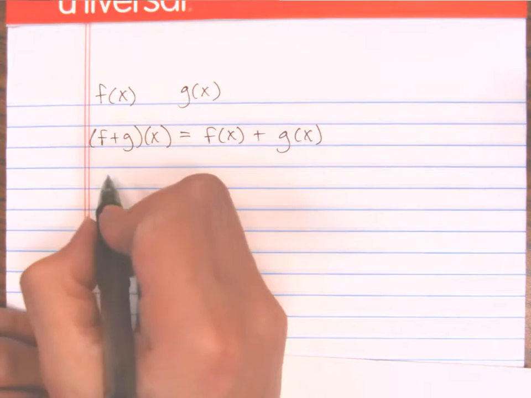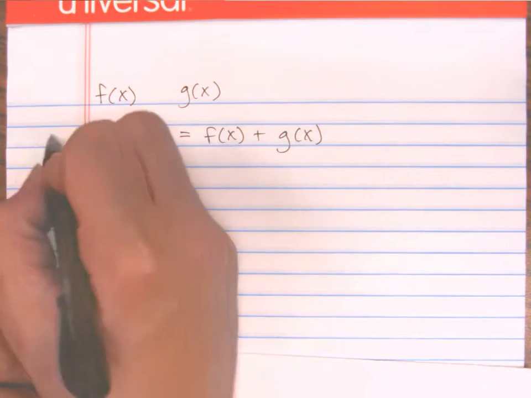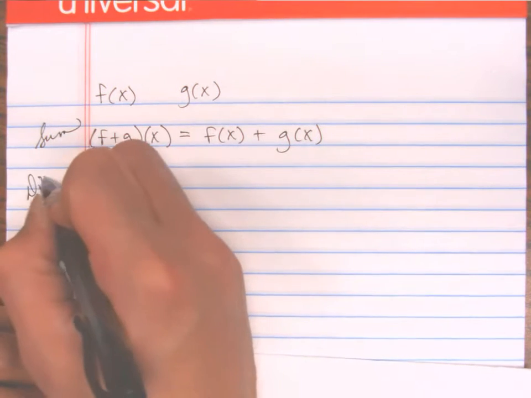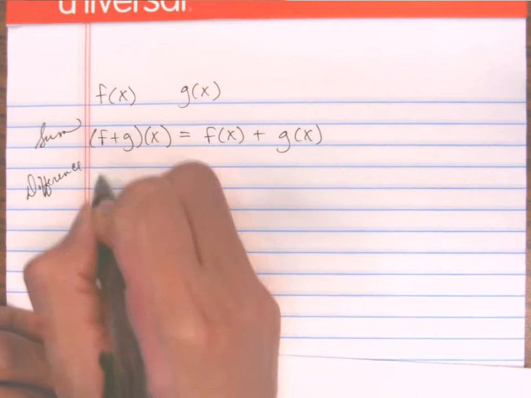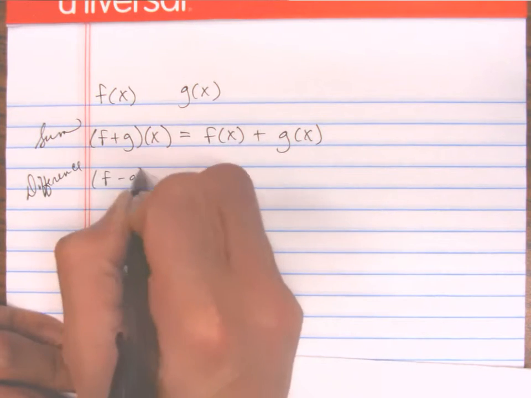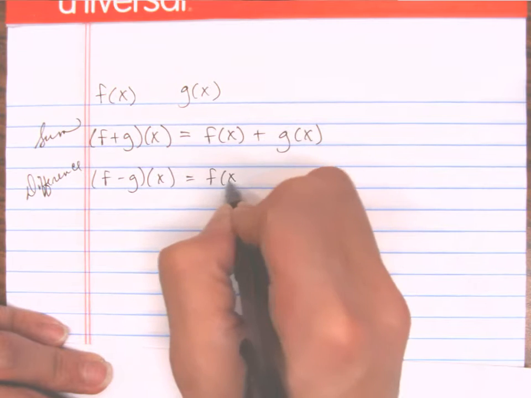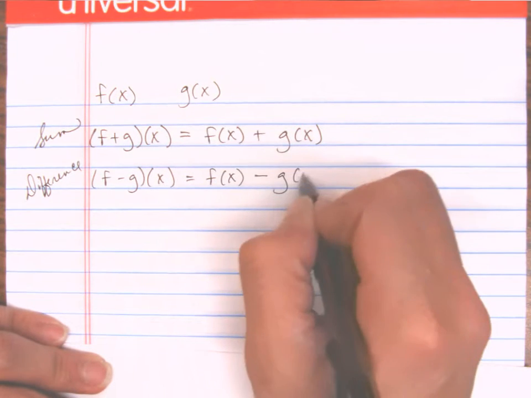Okay, so we call this a sum. The difference would be f minus g of x. So we're going to take f of x and we're going to subtract g of x from it.